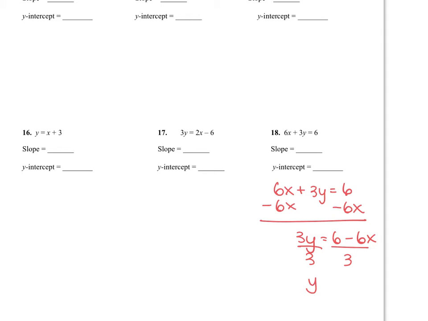This is where, if you remember, the beans come into play. So 6 divided by 3 would be 2. And then minus, here I also have 6 divided by 3. This one just has an x attached to it, which is x.